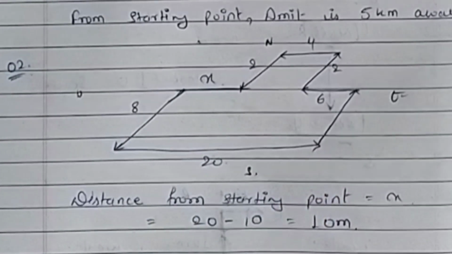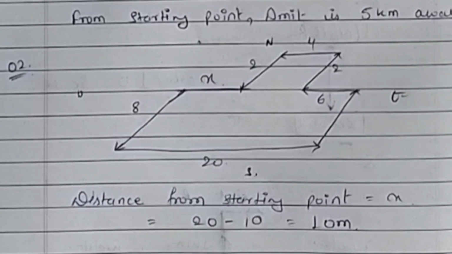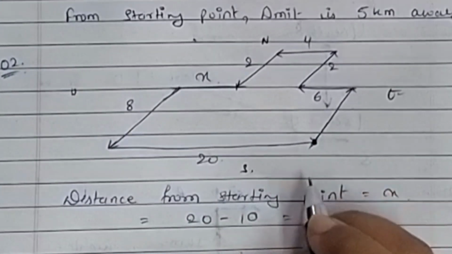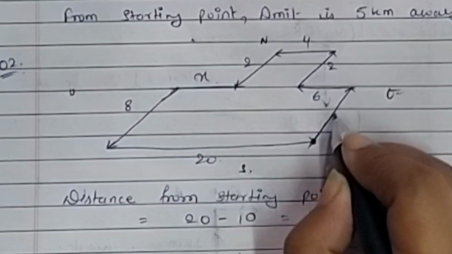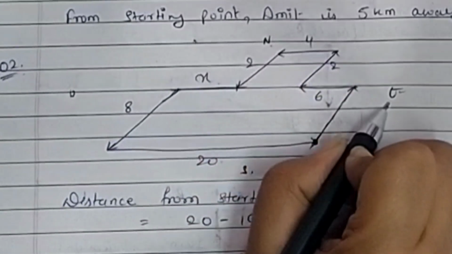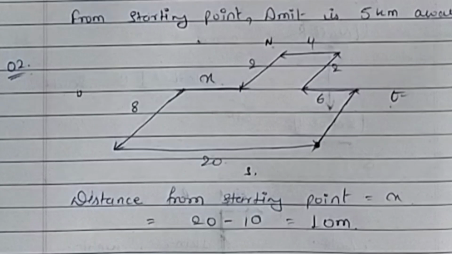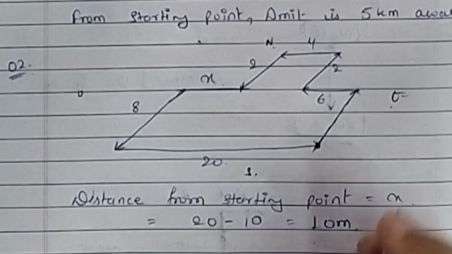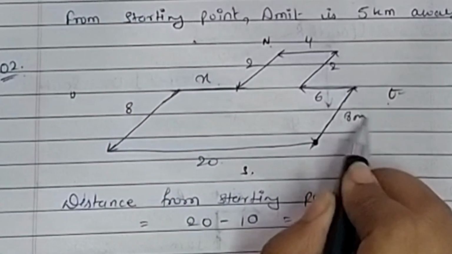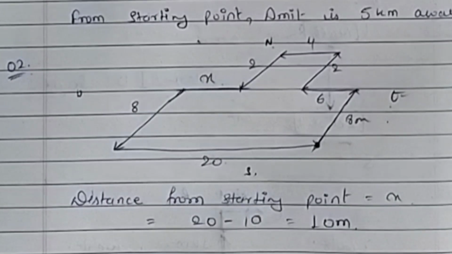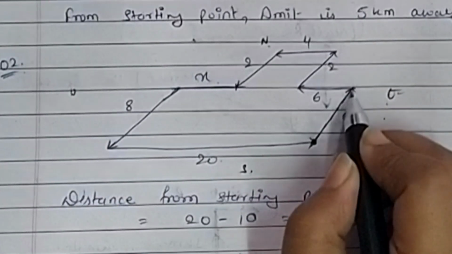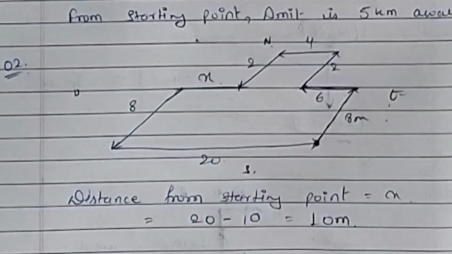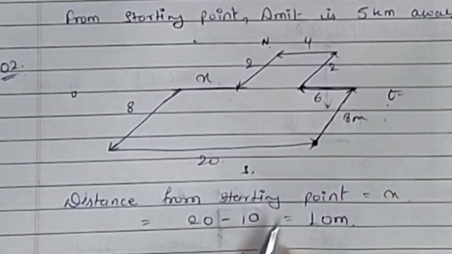Then from there he moved towards the northeast direction. After completing the 20 meters, he just took the northeast direction. The direction between north and east will be the northeast direction. Now in the northeast direction he again traveled for 8 meters, and then he moved towards the west direction. So after completing the 8 meters, he took the west direction and cycled for 6 meters.